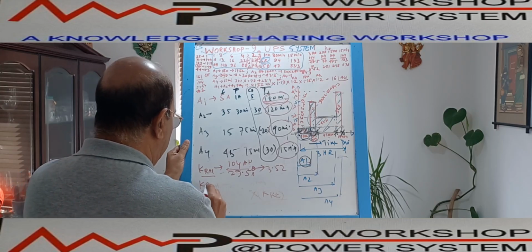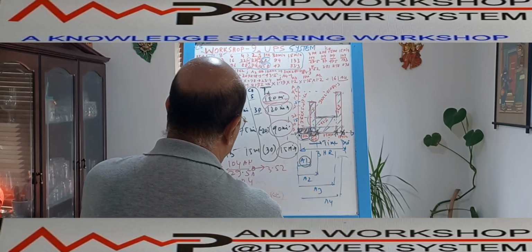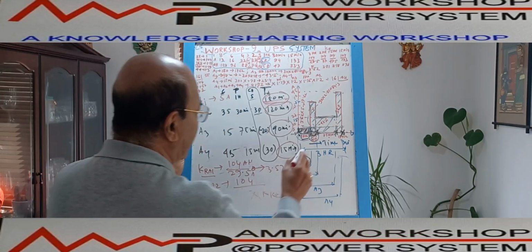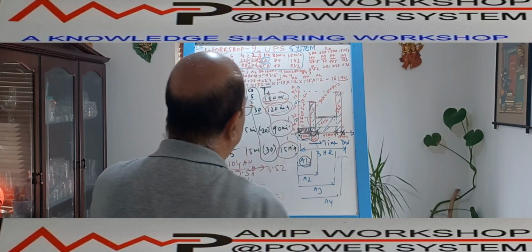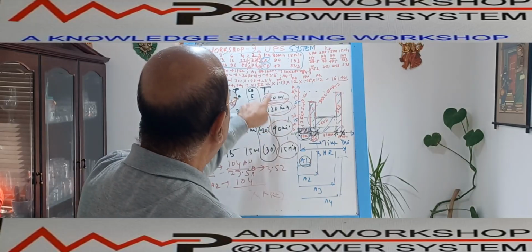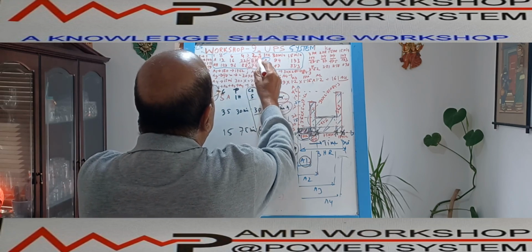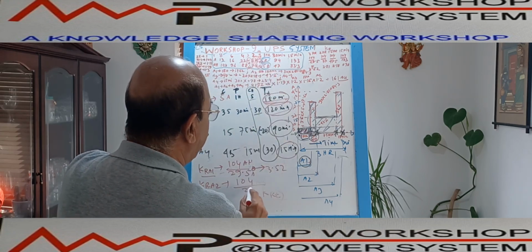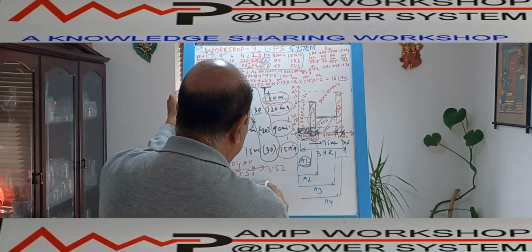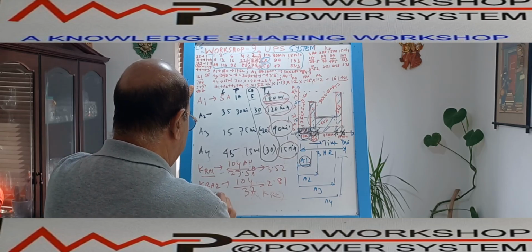Similarly, KR A2 for the second section, if I calculate the K factor, it is 104 divided by the current for the second section. How much time? 120 minutes, right? A2 section time is 120 minutes. For 120 minutes, how much current can it give? It can give 37 ampere. So 104 is divided by 37. It is giving 2.81.